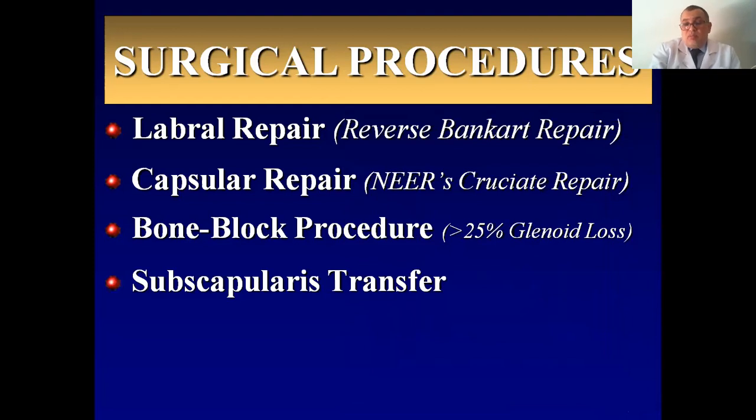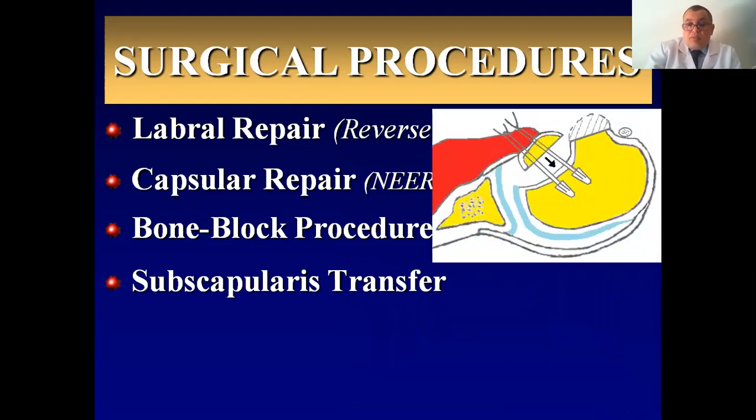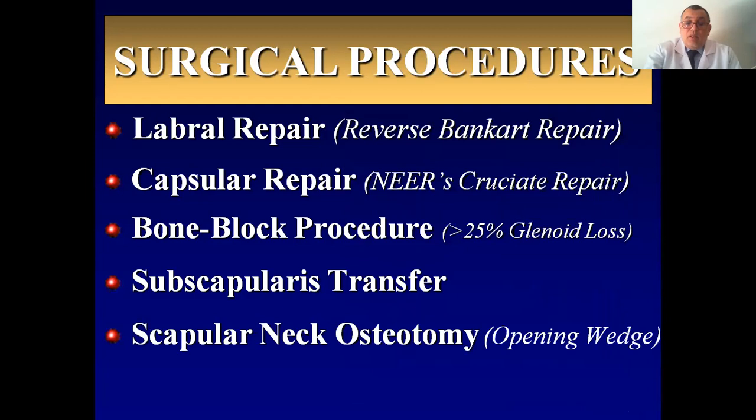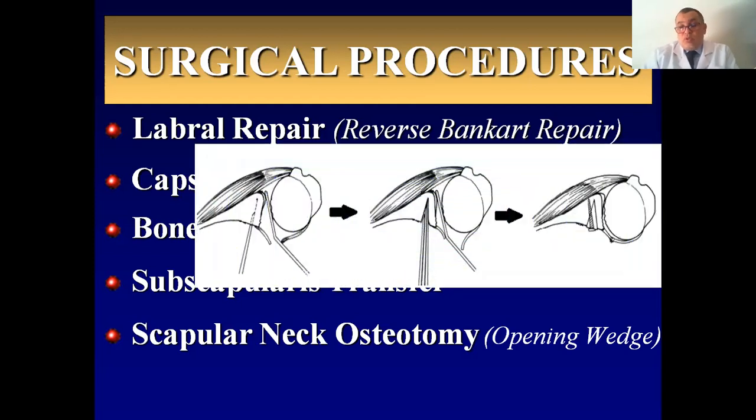Another procedure that has been described by Neer is the reverse Hill-Sachs, or subscapularis transfer, in which there is an osteotomy of the lesser tuberosity, and it is transferred to fill the defect in the humeral head. This is indicated in cases where there is loss of more than 25% of the humeral head. Another procedure described in the late 50s is scapular neck osteotomy. It's an opening wedge osteotomy performed for cases where there is excessive retroversion of the glenoid.